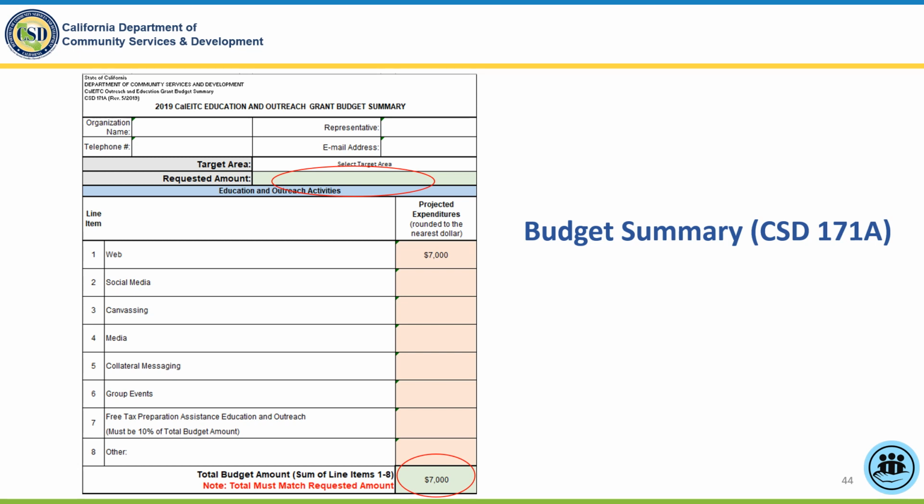Please recall that it is stated in the NOFA that the purpose of this funding is not to support your organization administratively. We ask that you be very cognizant of this and limit your administrative costs. We want to see as many of these dollars as possible go towards engaging folks in this effort, while at the same time understanding that there are costs associated with executing this effort. Now let's move on to the budget detail form, CSD Form 171B.